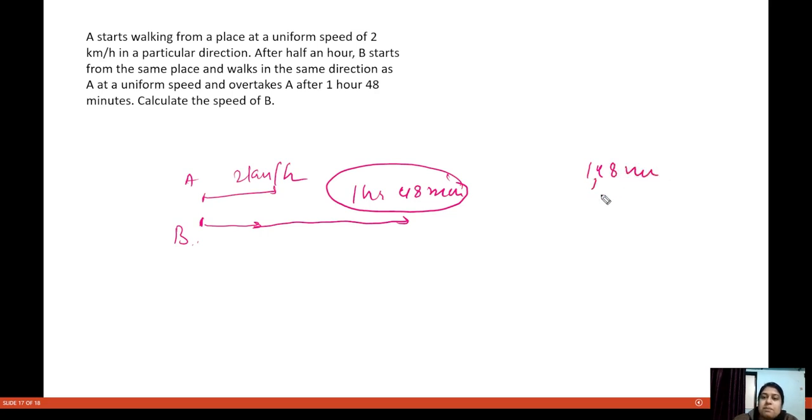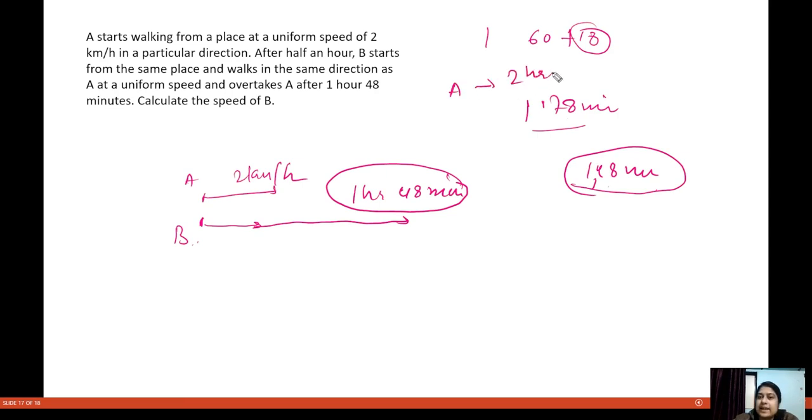So B is traveling for 1 hour 48 minutes and A is traveling for 1 hour 78 minutes. Now 78 minutes is what? 78 minutes is 60 plus 18. So A is walking for 2 hours 18 minutes, and B is walking for 1 hour 48 minutes. So we have this time T1 and T2.